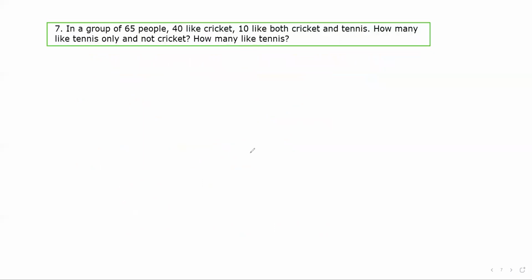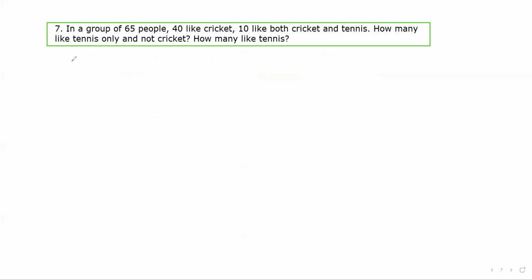In a group of 65 people, 40 like cricket, 10 like cricket and tennis. How many like tennis only and not cricket? How many like tennis? So it's given that the group is 65 people, and amongst this group, some like cricket and some like tennis. So definitely all people are participating in sports.